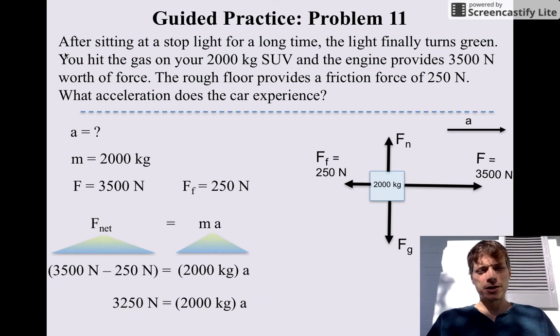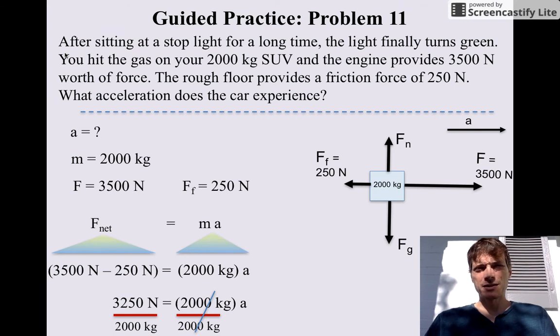If you think about the algebra here, the 2,000 kilograms is in the way. So to get rid of 2,000, we have to do the opposite operation. So right now, 2,000 and A are multiplied. So the opposite of multiplication is division. So if I divide both sides by 2,000, I'll see that the 2,000 cancels, and that will leave acceleration by itself. Remember that if you do something to one side of the equation, in this case dividing by 2,000, you have to do that same thing to the other side. So that's why I divided both sides by 2,000, not just one side.